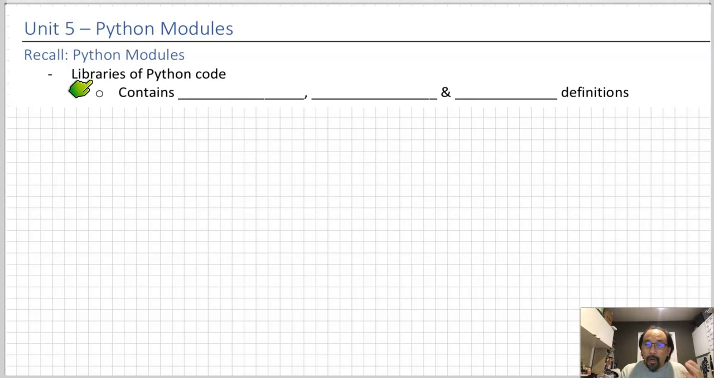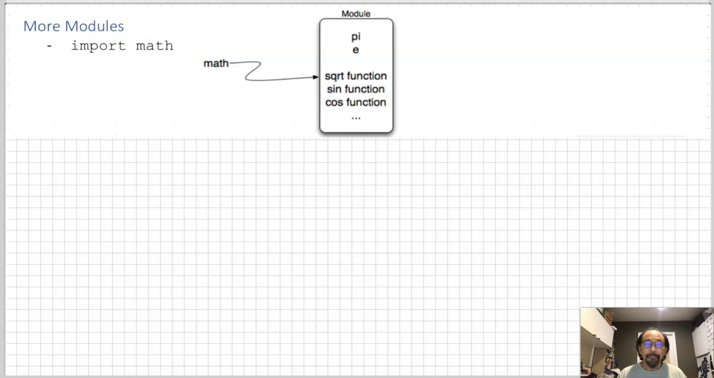Modules are libraries of Python code. They contain other functions that we can use. They contain other classes which allow us to make new objects. For example, with the turtle module, I can make turtles and move them around the screen. Now, in addition to functions and classes, libraries can also include constant definitions, and we're going to see a little of that today. Okay, let's look at the math module first.